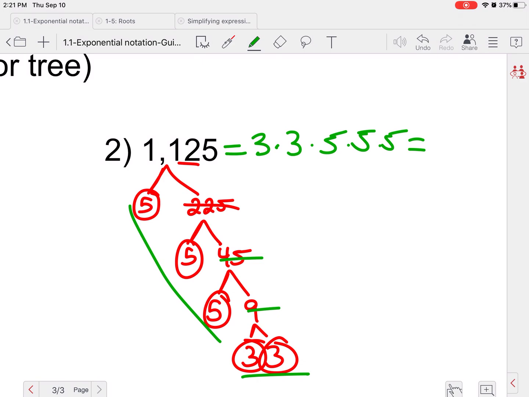And if I write this in exponential notation like we did yesterday, this would be 3 squared times 5 to the 3rd. I can't combine the 3 squared and the 5 cubed because they have different bases.